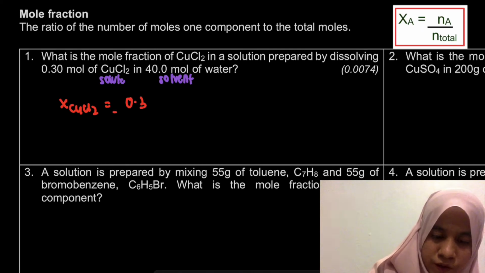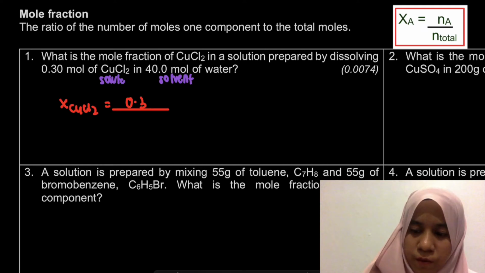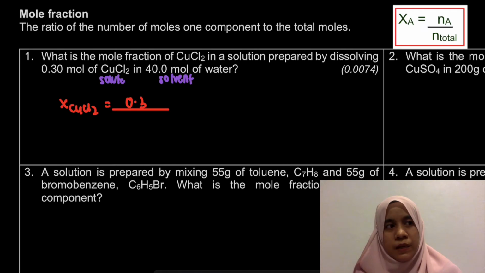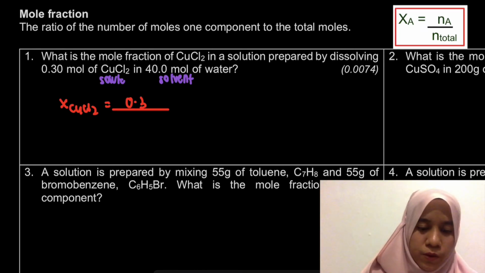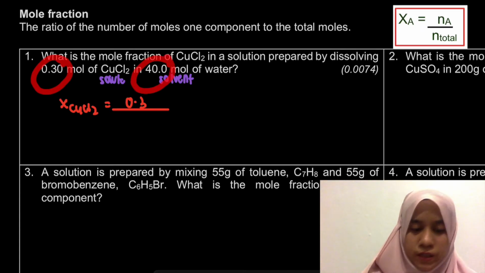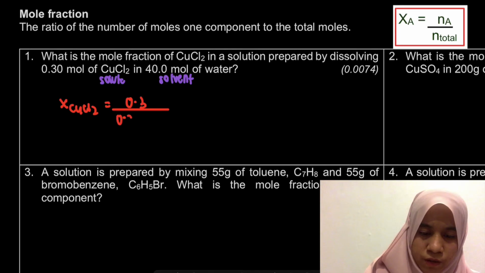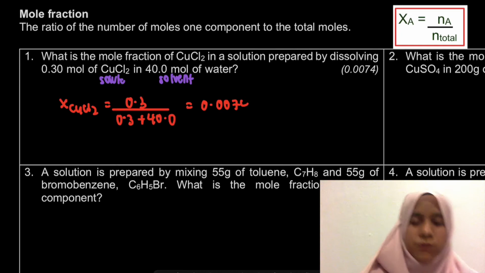0.3 mole divide by, okay, so sekarang ni the number of mole total. So dalam case in a solution, it's macam ada solute dengan solvent kan. Okay, so we're gonna add up our solute dengan our solvent ni. So it is 0.3 plus 40.0. So when we add up and we divide it, we will get the value is 0.0074.